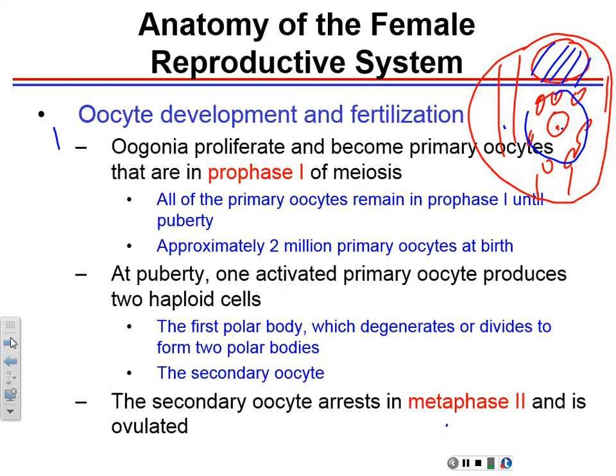So this is what happens here, and that's how we are producing the oocyte, the egg cell. I haven't started to talk about the follicle yet, because the follicle is what becomes the corpus luteum. So we need to do that too, and this is happening at the same time.